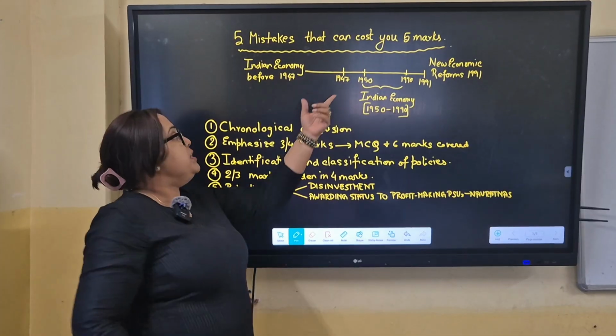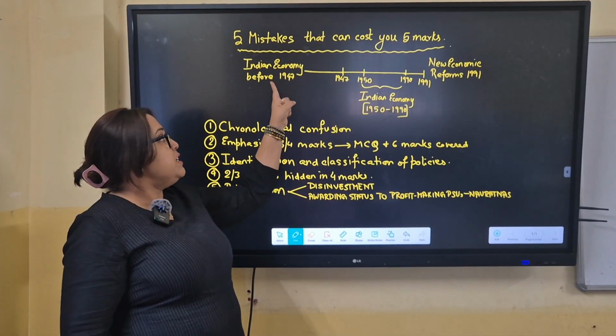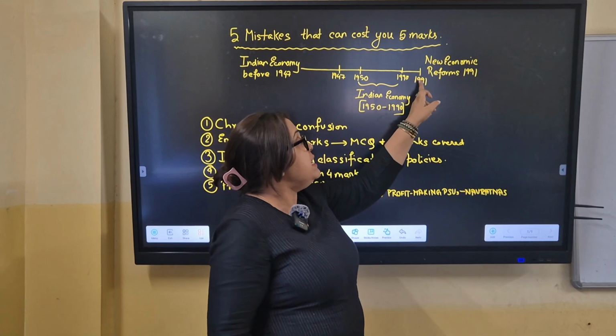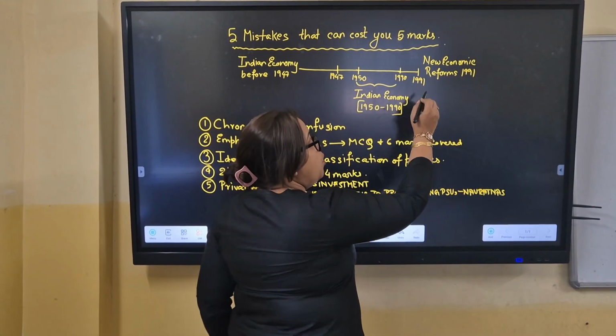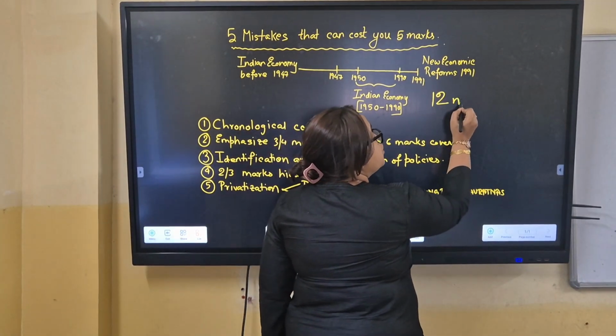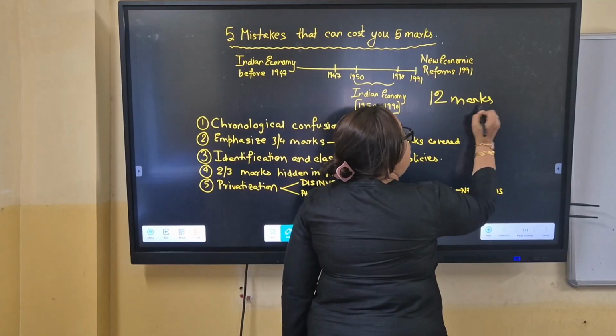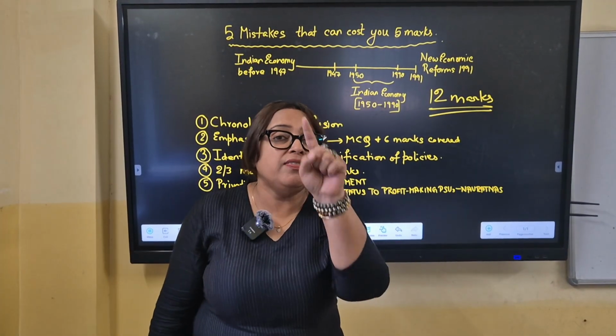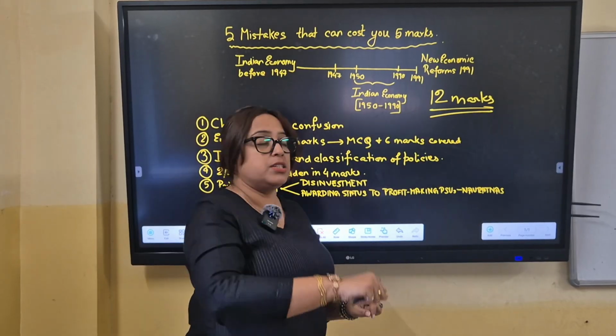Indian economy before independence, see the timeline, before 1947; from 1950 to 1990 Indian economy; and 1991 reforms. All these 3 chapters carry 12 marks, and we cannot afford to lose a single mark from there. So let's see what are the areas that you actually lose marks on.